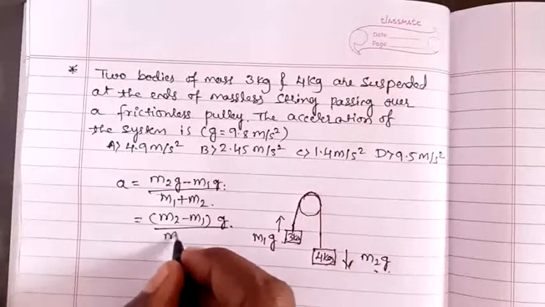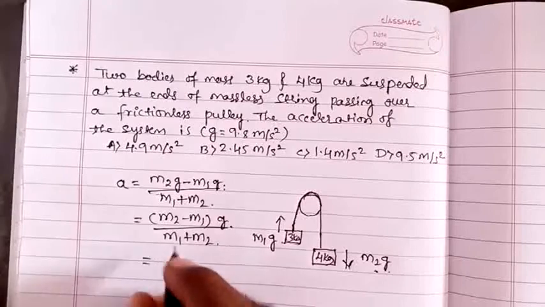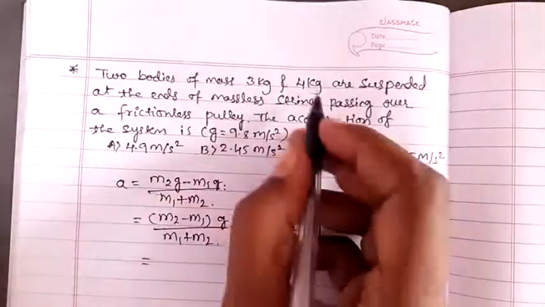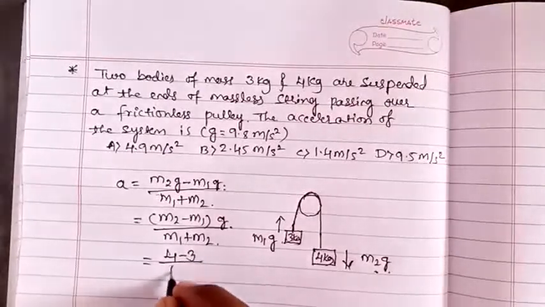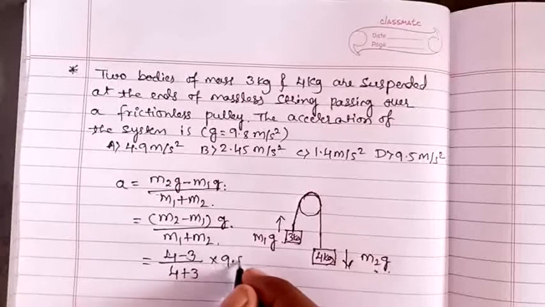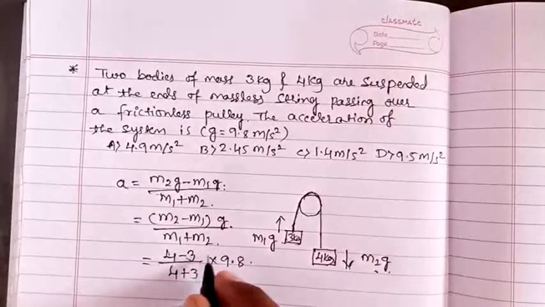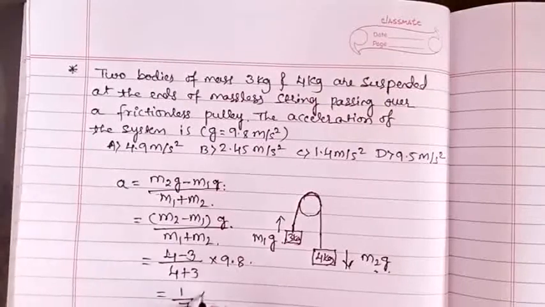divided by m1 plus m2. Then what is the value of m2? m2 is given as 4. 4 minus 3 divided by 4 plus 3, into 9.8. So 4 minus 3 is 1. 1 by 7 into 9.8.